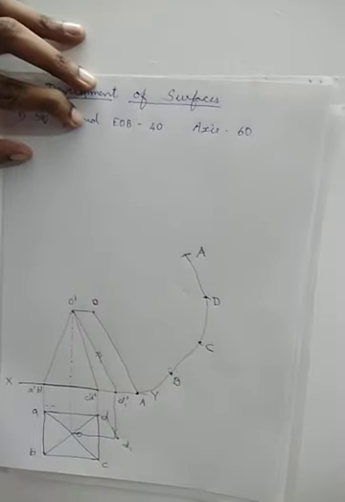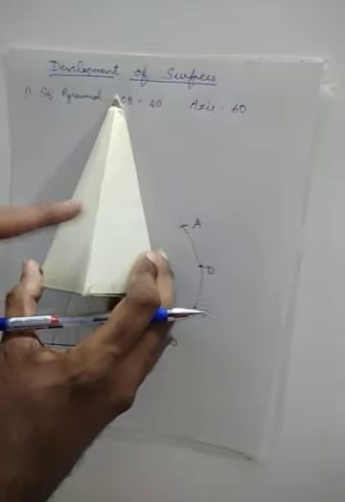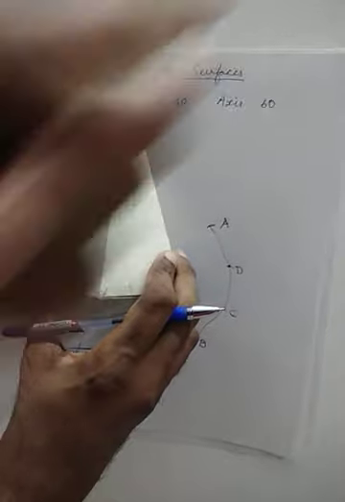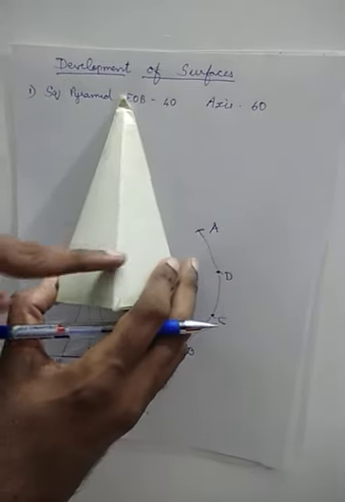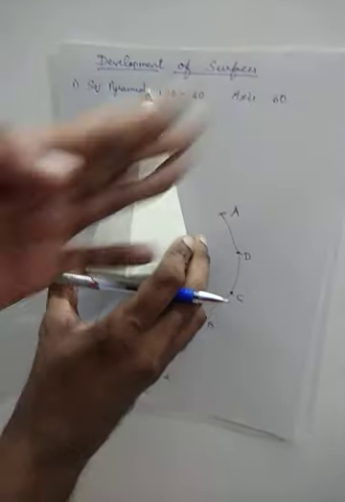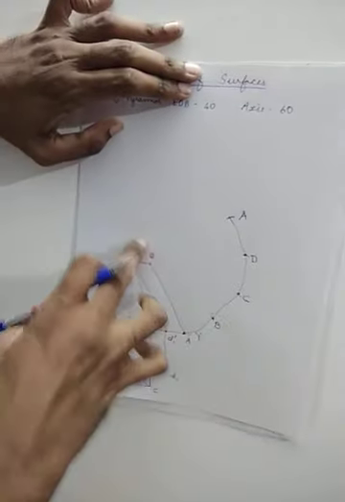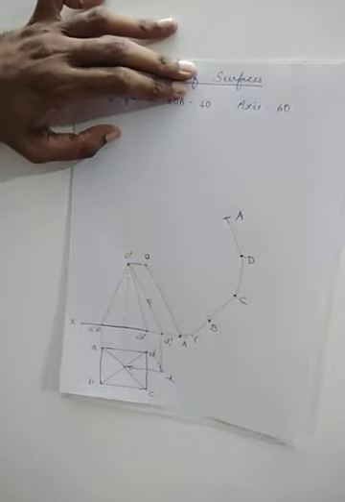Because when we are opening a solid from a particular edge, that edge will get repeated at the beginning as well as at the end. So, this A will be getting repeated at the end as well as at the beginning.